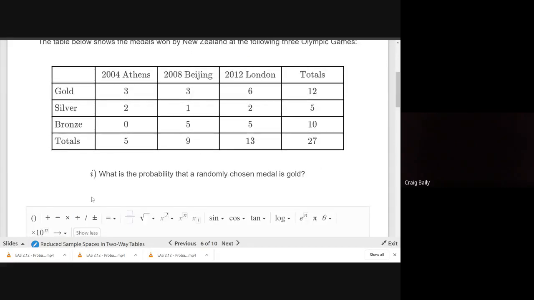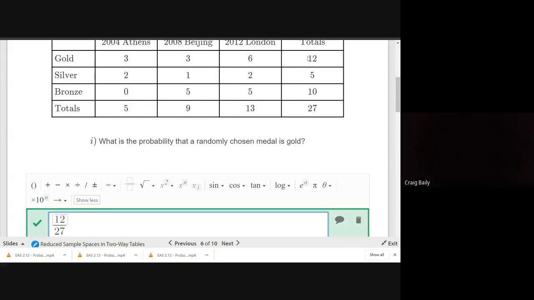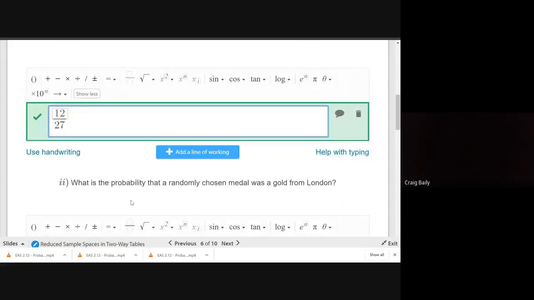All right, number 1, what is the probability a randomly chosen medal is gold? Whenever you see randomly chosen, that means we're talking about everything. So the denominator of that fraction is going to be 27. Now, the probability that that randomly chosen medal is a gold, well, it doesn't specify any particular year, so 12 will be the numerator.